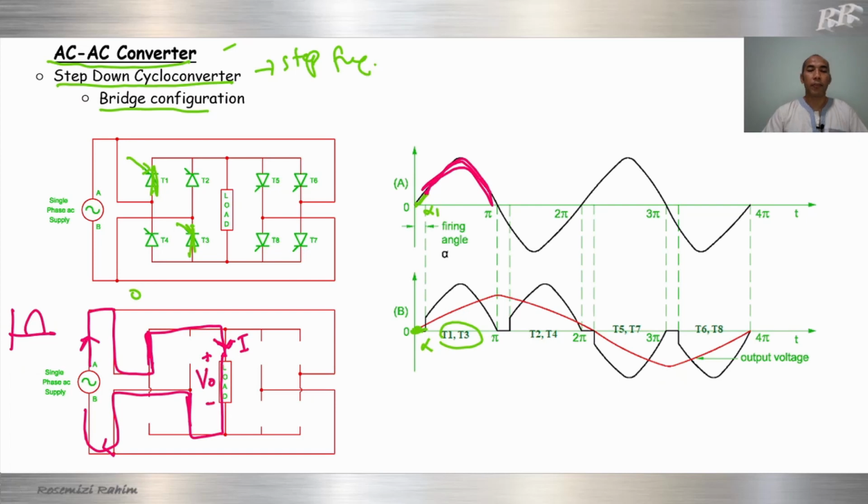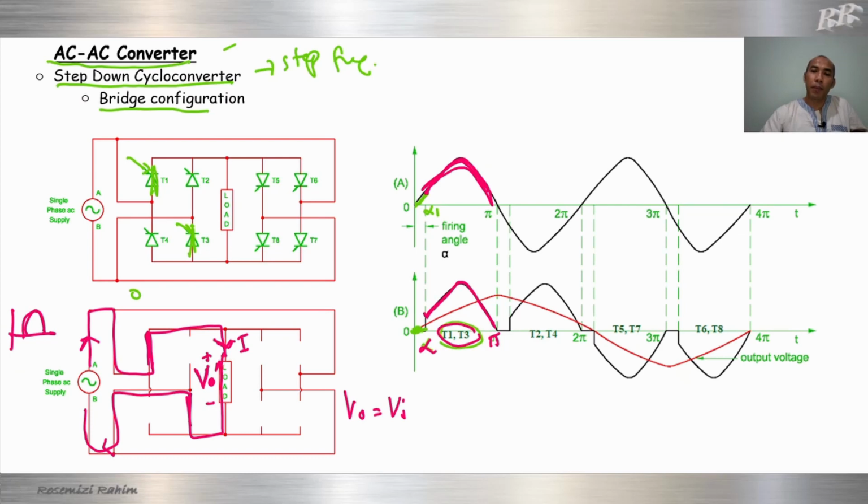So current enters the positive terminal. This is V out. Okay, input is positive, output also positive. Positive cycle. Alright, positive waveform. Input is positive cycle, output positive waveform. V out equal to V in. So that means input is like this, so output will be same as input. From alpha to pi when we trigger T1 and T3, T1 and T3 switch on.